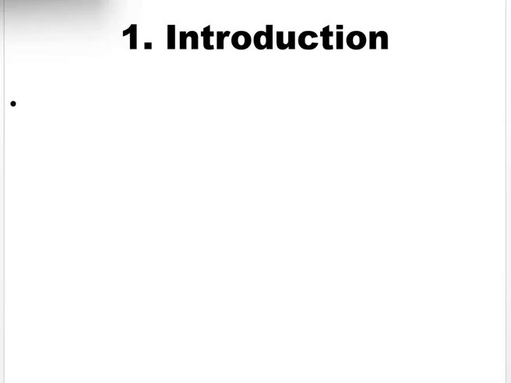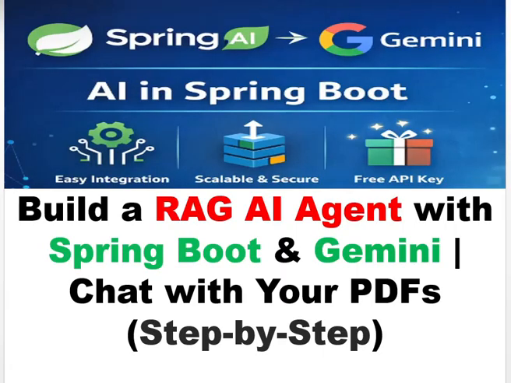In the previous video, we built our first AI agent using Spring Boot and Gemini. If you have not watched that video yet, I highly recommend checking it out first because today's project builds directly on top of it. So today we are taking things to the next level by building something that companies actually use in production, retrieval augmented generation, that is RAG.